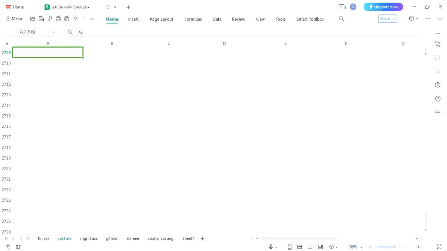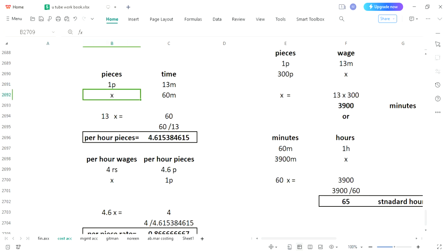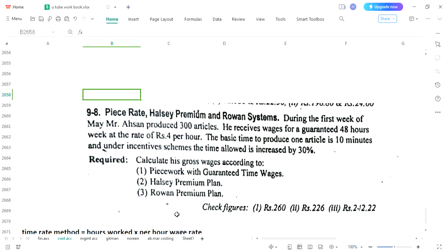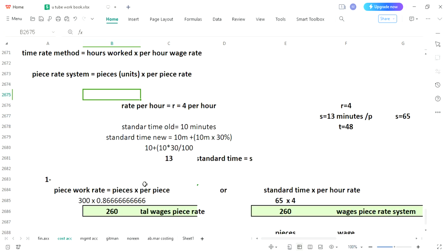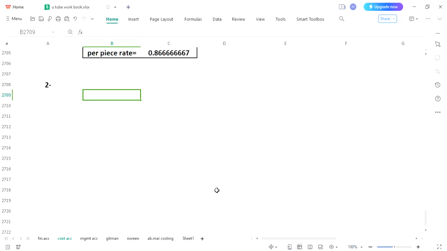And why we have calculated two methods, it is just for you to know each and every aspect of the question. The second part is the Halsey premium method. First part we have completed, 260, and answers are 260 in both methods. Second part is Halsey premium. For Halsey premium, we will follow the formula, which is T multiplied with R, then we open the bracket, 1 divided by 2, and then again multiplied, open bracket, standard time minus T, bracket close, again multiplied by R, all brackets close.